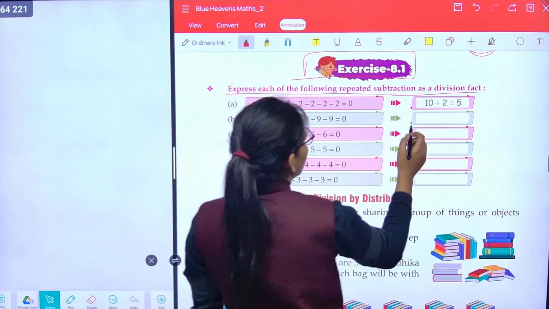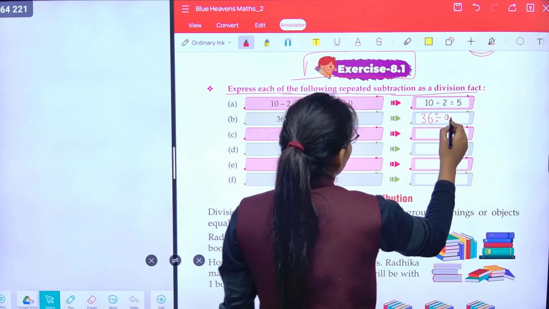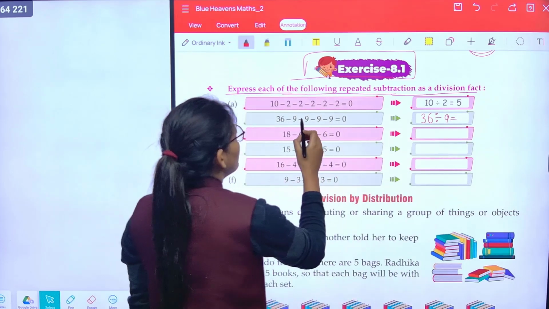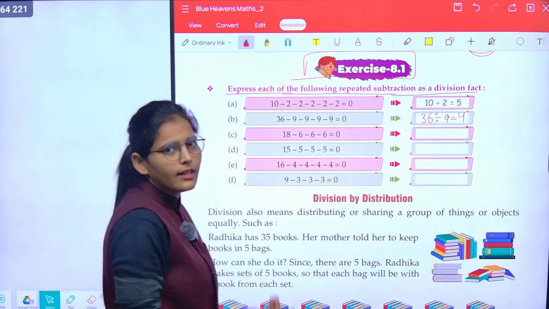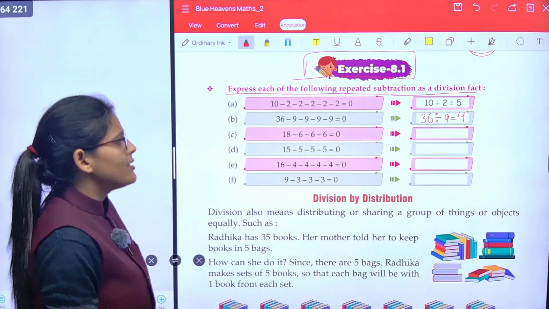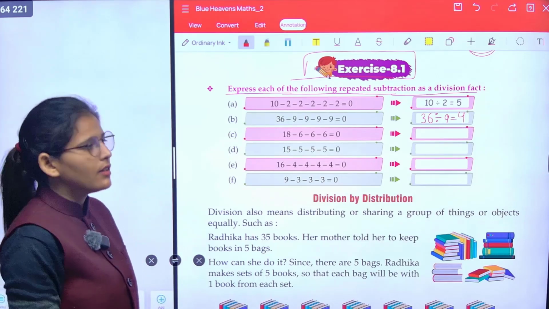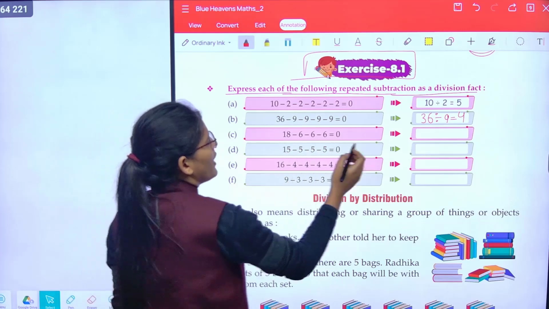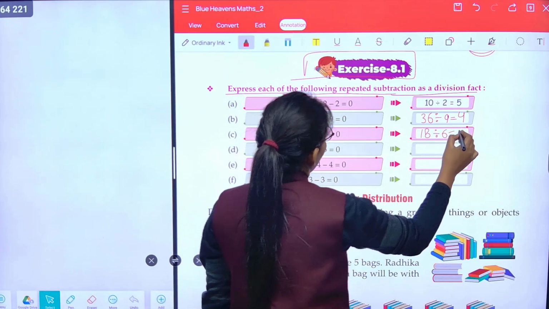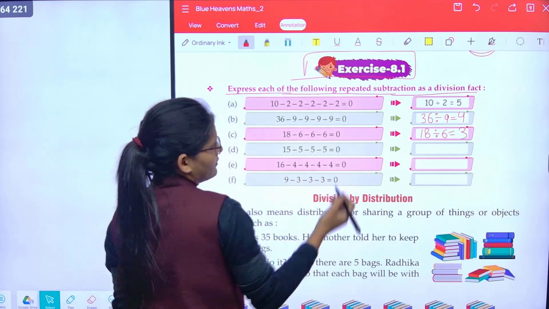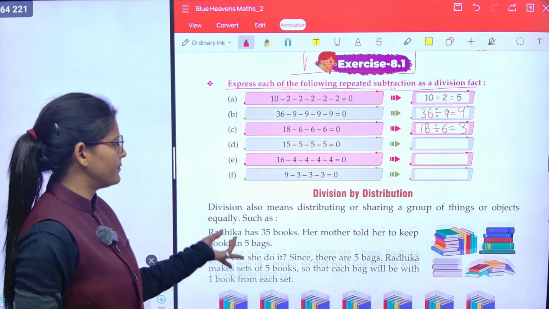Now 36 divided by 9. Now 1, 2, 3, 4. So 4. Now you can use the table of 9. 9 1s are 9, 9 2s are 18, 9 3s are 27, 9 4s are 36. Okay. Now 18 divided by 6. 6 3s are 18. See, 1, 2, 3. Okay. Rest of the parts, do yourself class.